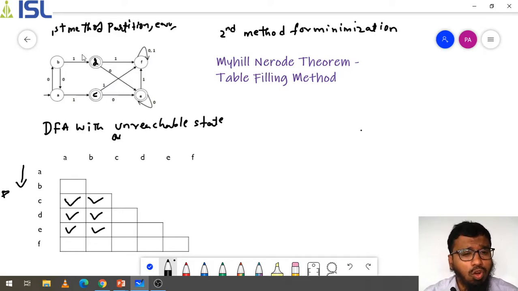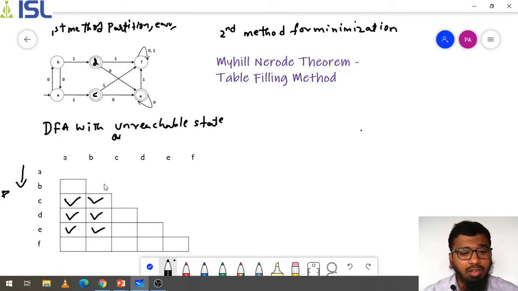ED should also not be marked because both are the final state. So there is no marking. Okay, next, A to F. Both are normal states. If both are normal states, you should not mark the tick.